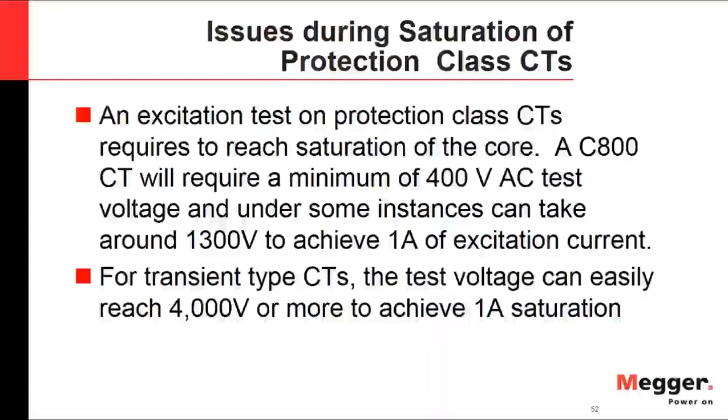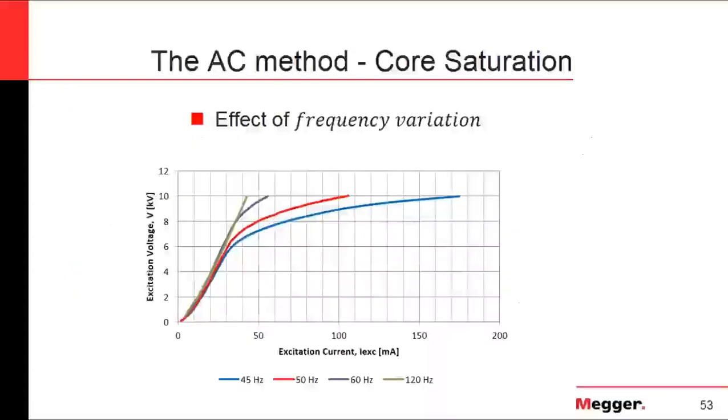So what has been done? One of the things that has been done is, of course, to change frequency. You apply the sinusoidal signal, but you start bringing down the value of frequency. And as you can see here, if this is the saturation curve for 60 hertz, then this is the saturation curve for 50 hertz, and this is the saturation curve for 45 hertz. So the lower the frequency, the lower the voltage that you will need to reach saturation.